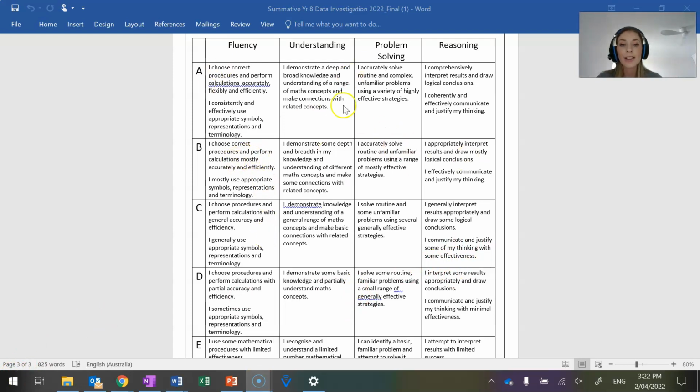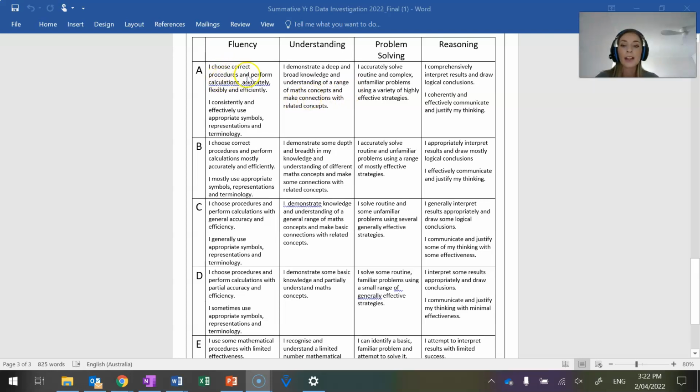Looking further ahead, in order to get an A, you comprehensively interpret your results and you draw logical conclusions. So you really break down the data that you've collected, you really analyse it, and you show your working out, and you show your thought process step by step. You accurately solve routine and complex, unfamiliar problems using a variety of highly effective strategies. You demonstrate a deep and broad knowledge and understanding of a range of maths concepts, and you make connections with related concepts. You choose correct procedures and perform calculations accurately, flexibly, and efficiently. You consistently and effectively use appropriate symbols, representations, and terminology.